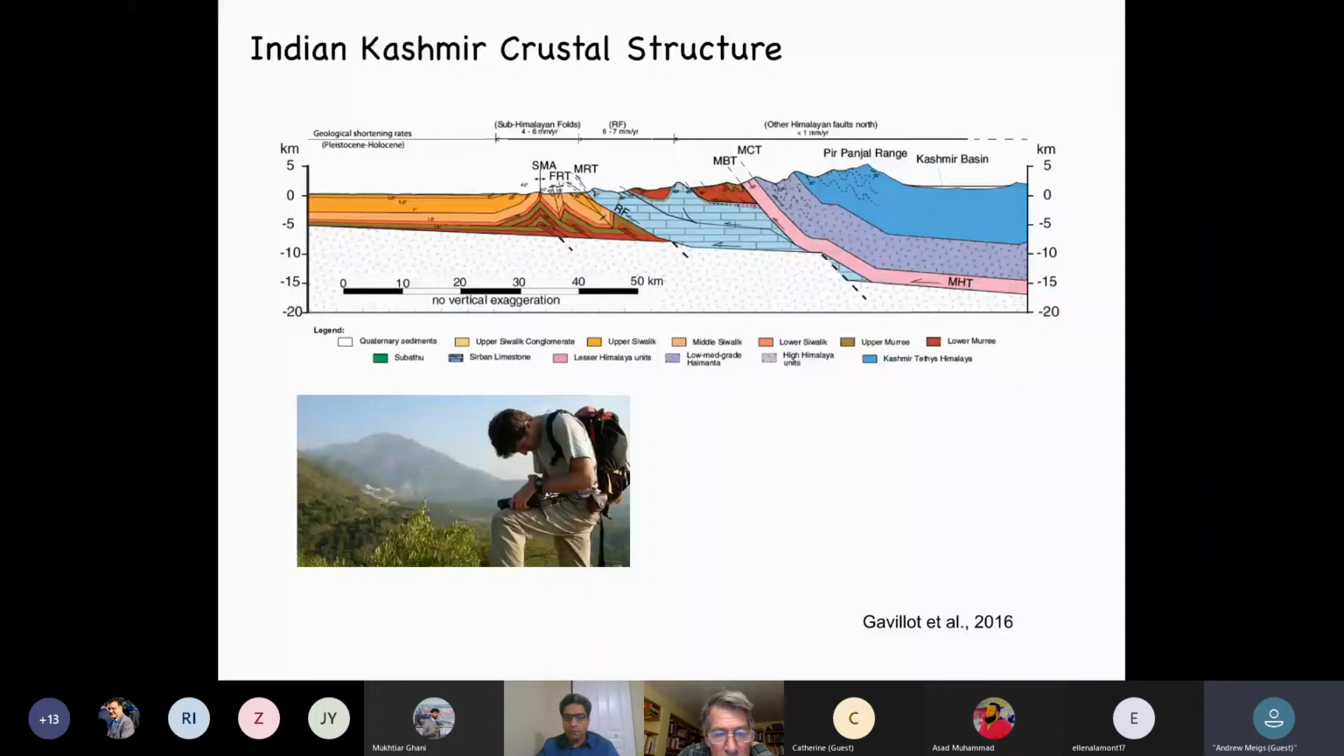The key features of the cross-section that I want you to see are that the deformed Siwalik foreland consists of an anticline, the Surin Mastgarh anticline, several other folds, and a large thrust, the Riasi thrust, which places the Sirban limestone, Precambrian limestone, over the Siwalik strata. And then there are Dharamsala rocks present back here, the main boundary thrust, the main central thrust, across the Pir Panjal range into the Kashmir Basin. The main Himalayan thrust is entirely at depth here, going from about 5 kilometers beneath the Surin Mastgarh anticline to greater than 15 kilometers below the Kashmir Basin in this cross section.